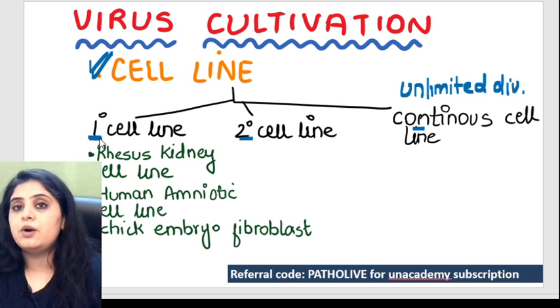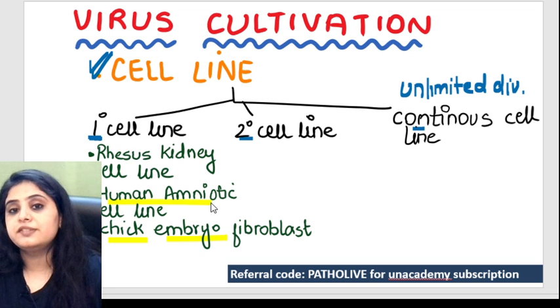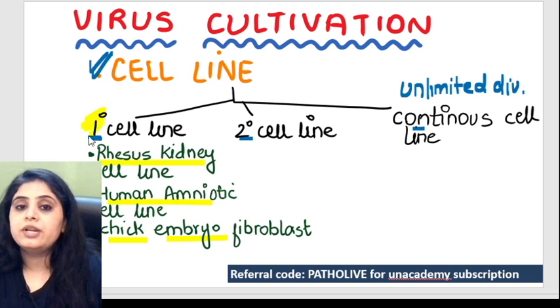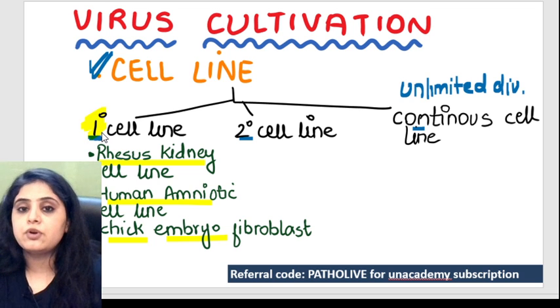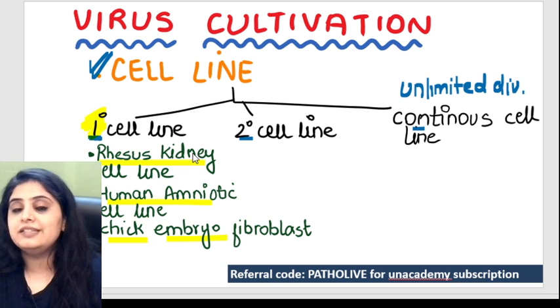Amongst the primary, what are the things I'll read out for you? The chick embryo fibroblast, human amniotic cell line, rhesus kidney cell line. So how have I learnt it? That when I'm talking about primary, I'm going to talk about primitive things and primates. So I'm going to talk about the ancestors. Okay, we've come from monkey. So rhesus kidney cell line.